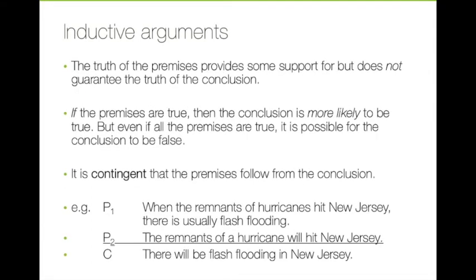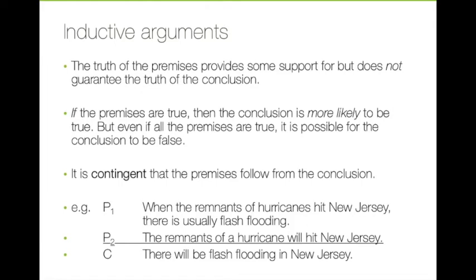That's not the case for inductive arguments. As I said before, with inductive arguments, the truth of the premises provides some support for, but does not guarantee, the truth of the conclusion. So if the premises are true, the conclusion is more likely to be true. But even if all the premises are true, it is possible for the conclusion to turn out false. Another way of saying this that you'll see in philosophy is that it's contingent that the premises follow from the conclusion, contrasting that with deductive arguments where it's necessary that the premises follow from the conclusion.